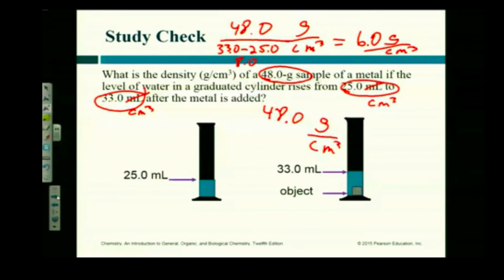How much does the water level go up? It goes up the volume of this object, doesn't it? It increases by the volume of that object. That's how much it's going to go up. Well, how much did it go up from here to here? That's the difference between those two numbers, isn't it? Okay? So that difference is what? 8.0, isn't it? So now all I have to do is divide the two numbers.